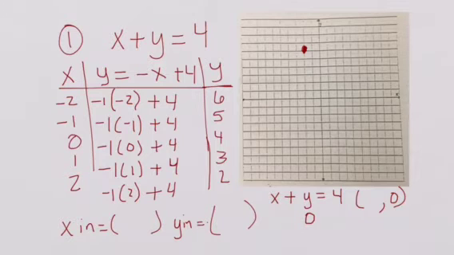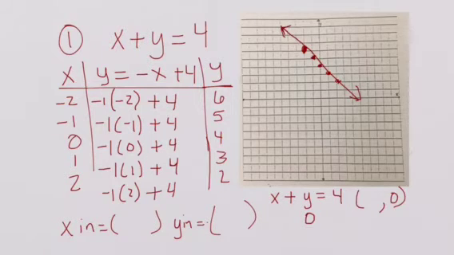So now we're going to graph our ordered pairs. We're going to do negative 2, 6, negative 1, 5, 0, 4, 1, 3, and 2, 2. And that's going to give us a line that has a negative slope.